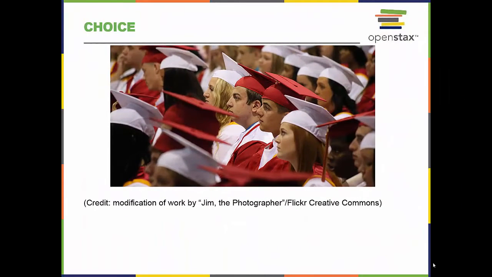In general, the higher the degree, the higher the salary. So why aren't more people pursuing higher degrees? The short answer? Choices and trade-offs.